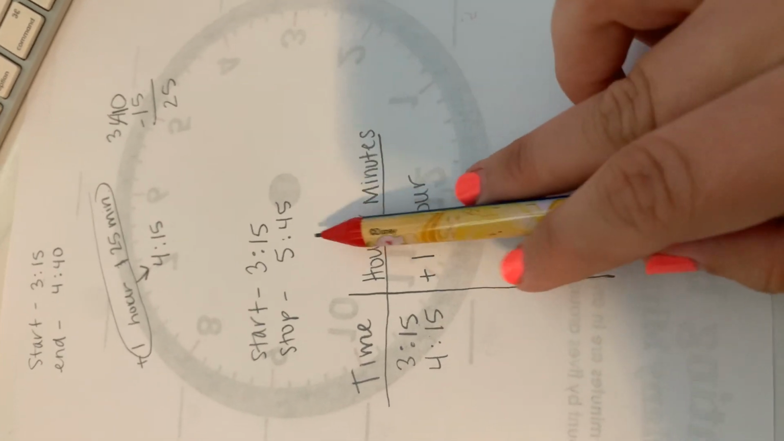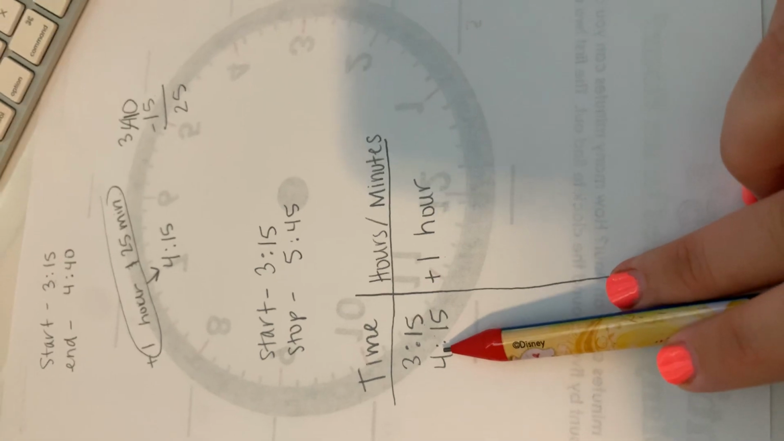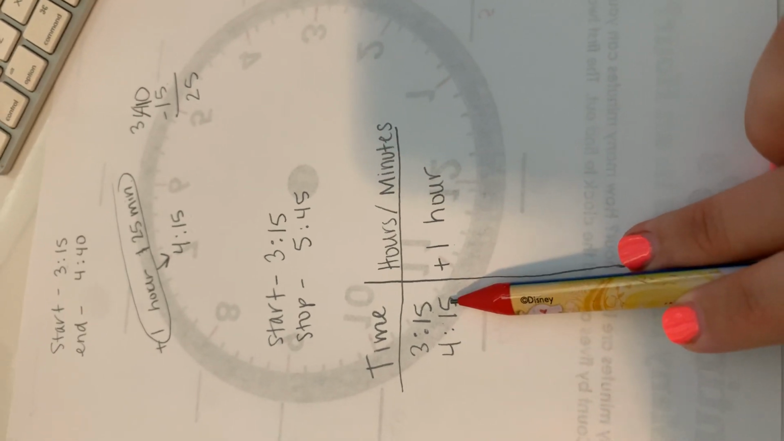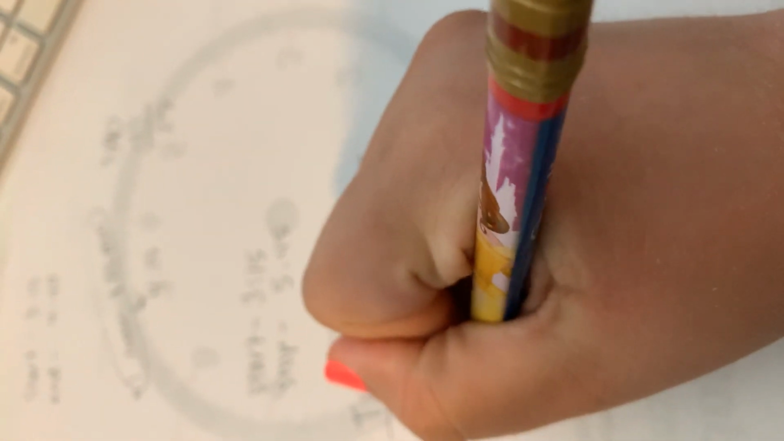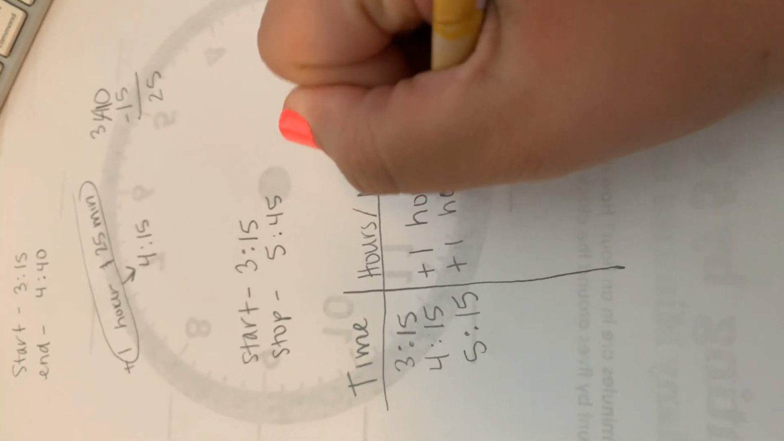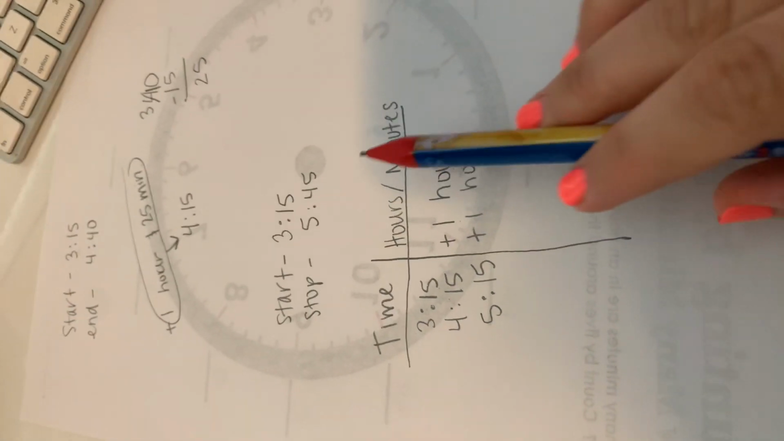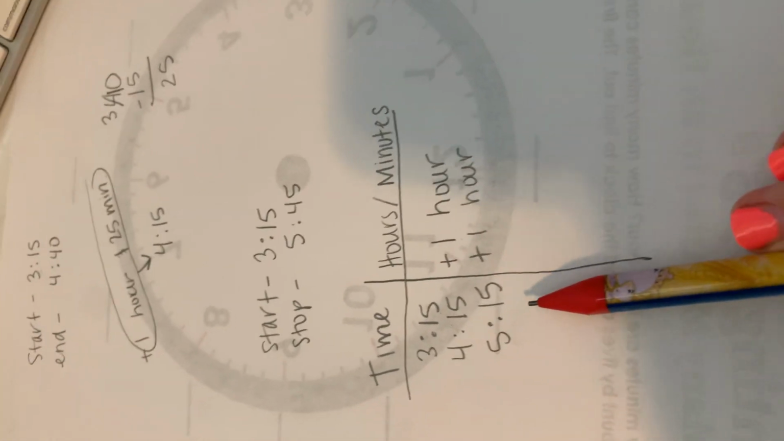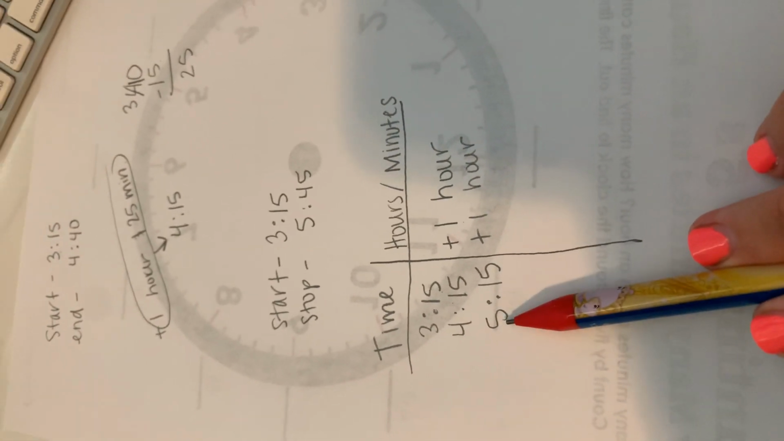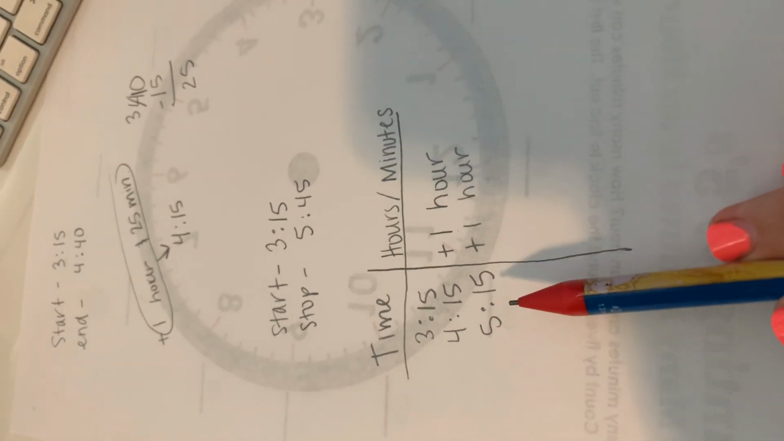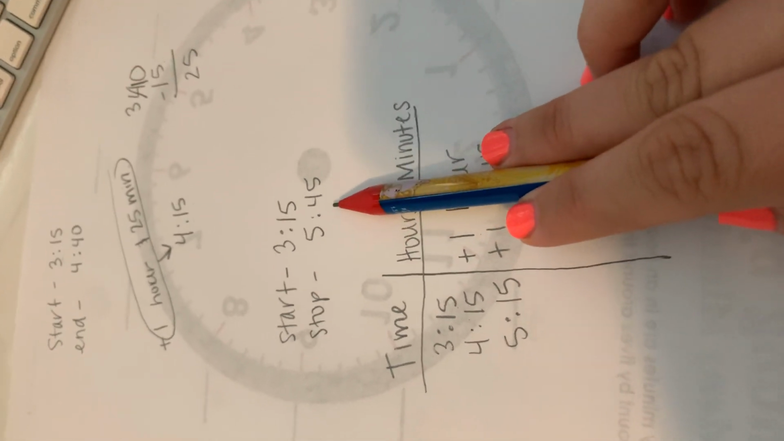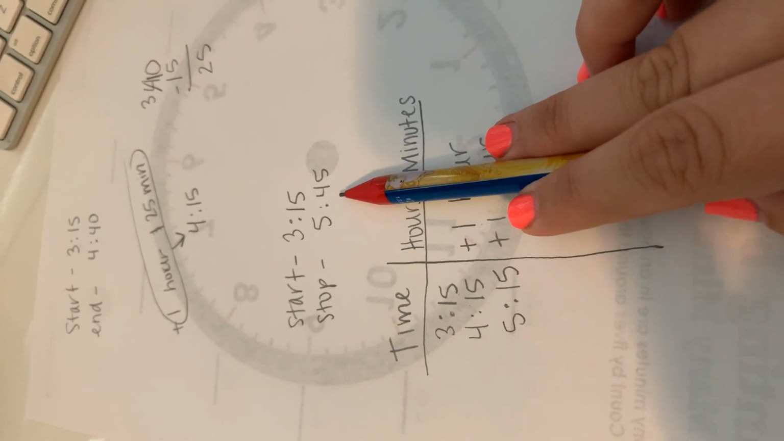Now let's look at this stop time, 5:45. What's 1 hour from 4:15? 4:15 and 1 hour later would be 5:15. So we can still add another hour, right? And we're still not at our end time. Now let's add another hour. Let's see if we can do another hour. 5:15 plus another hour would be 6:15. Did I get to play until 6:15? No, so I cannot add another hour anymore. I'm done with my hours.